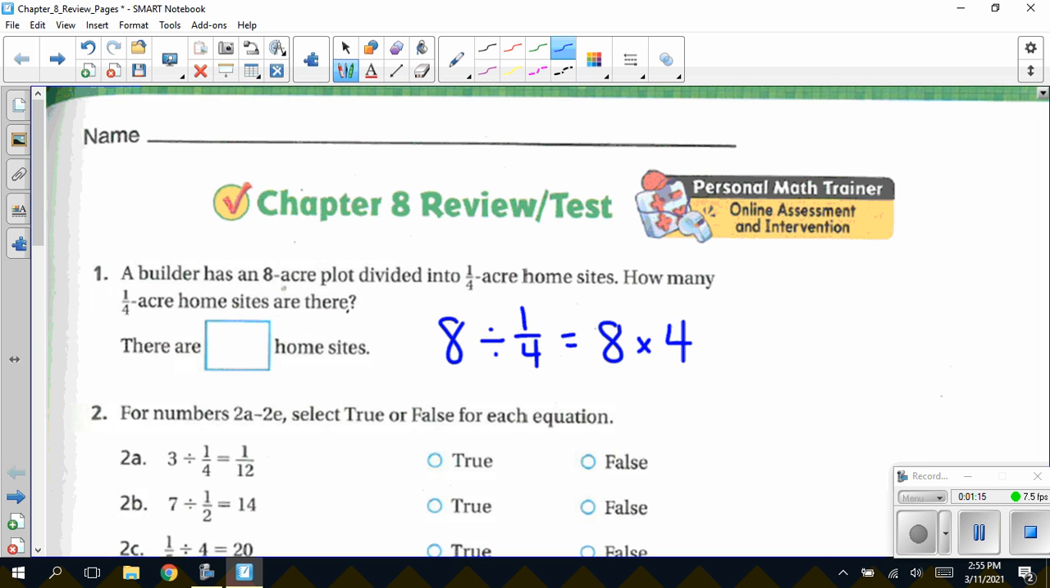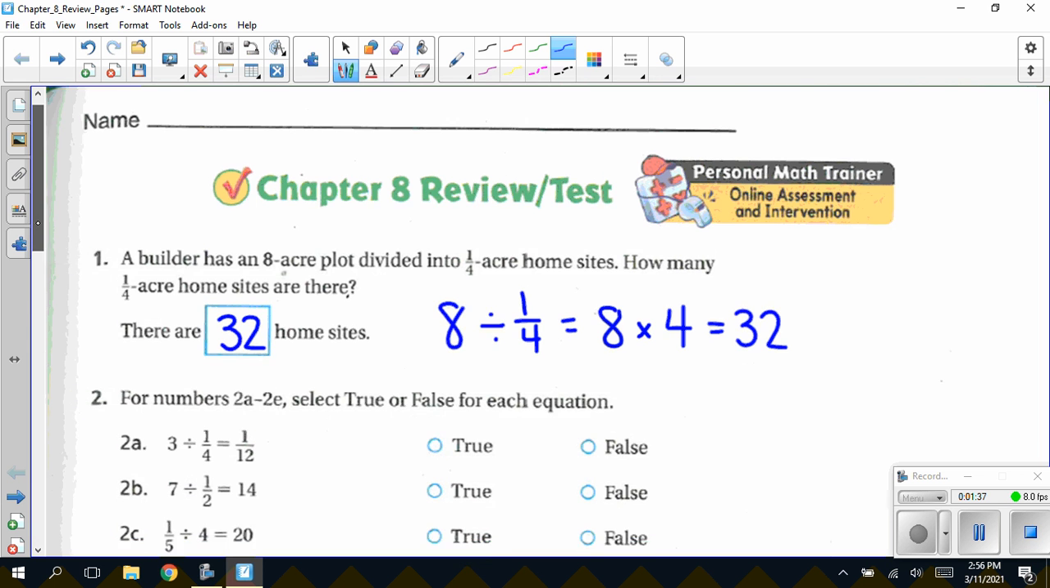So 8 times 4 equals 32. So now I know that there will be 32 home sites. Again, I found that by dividing the entire land by 1/4 to make it into 1/4 size sections, and I have to multiply in order to figure out how many sections there are.